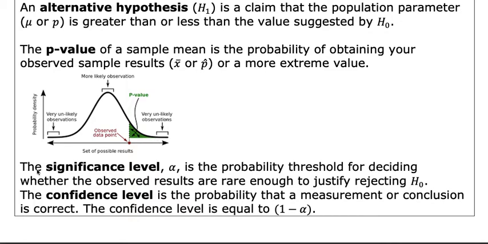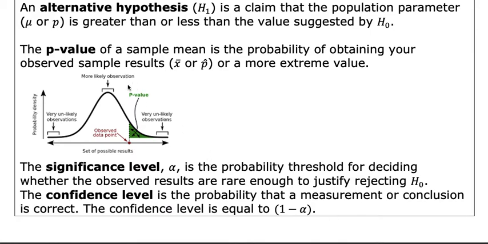The significance level, alpha, is the probability threshold for deciding whether the observed results are rare enough to justify rejecting the null hypothesis. The confidence level is the probability that a measurement or conclusion is correct. The confidence level is equal to 1 minus alpha. So if the significance level is 5%, the confidence level is 95%. If the significance level is 10%, the confidence level is 90%.